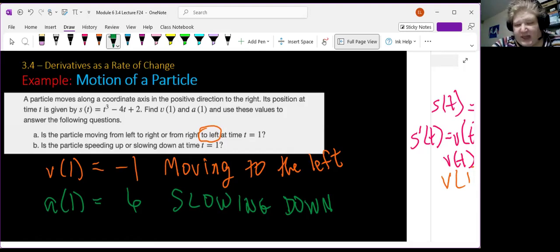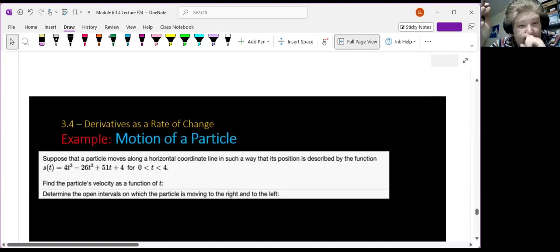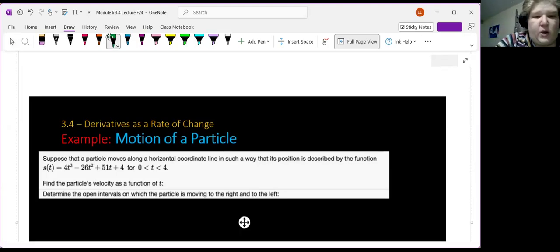Now, kind of like the previous question, we found a snapshot and answered some questions, and then they said, all right, well, where is it increasing? Where is it decreasing? So now here is an even uglier function, sorry. Totally new one. But we only concern ourselves from 0 to 4. Find the particle's velocity as a function of t, and then determine the open intervals on which the particle is moving to the right and to the left. And it says moving along a horizontal coordinate line, so something like the x-axis. So then we assume to the right is positive, to the left is negative.